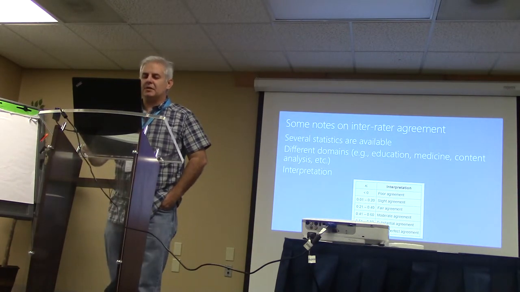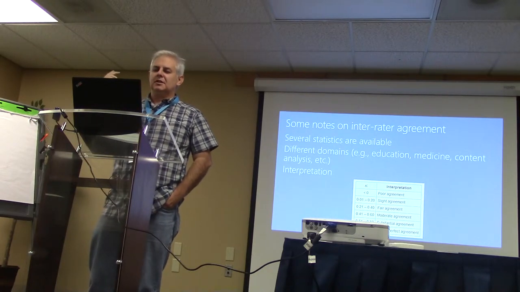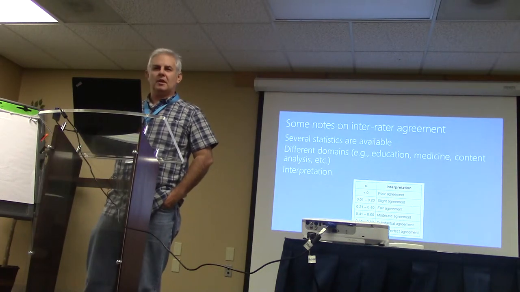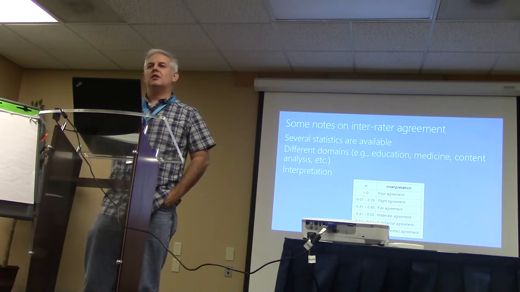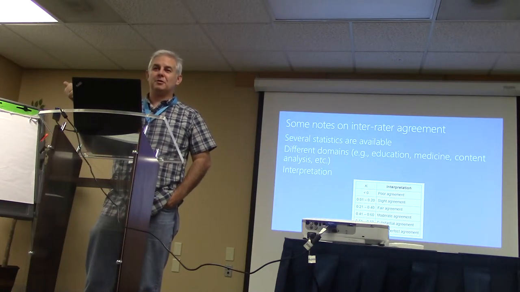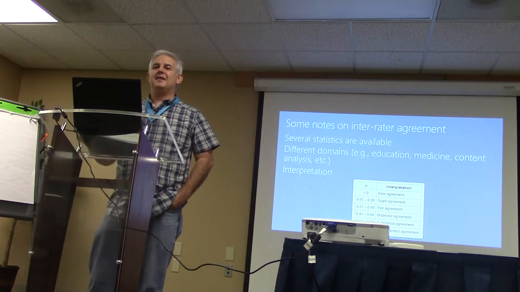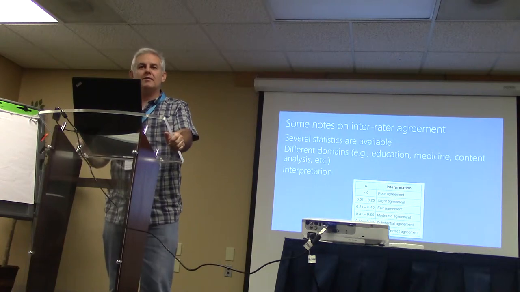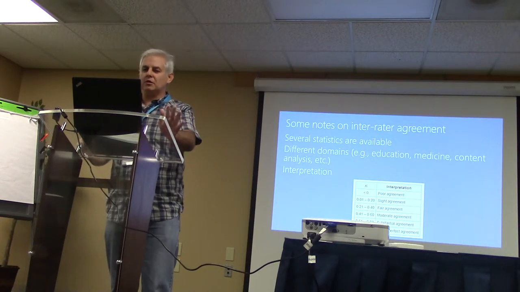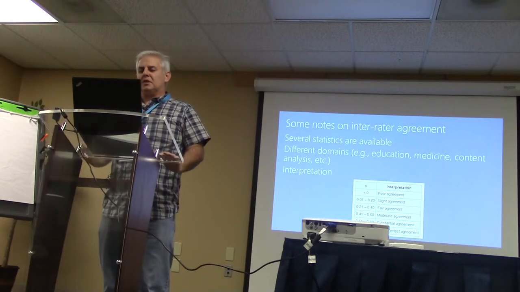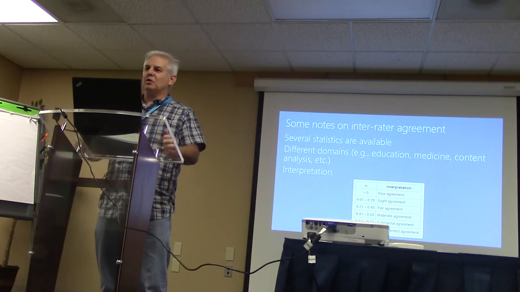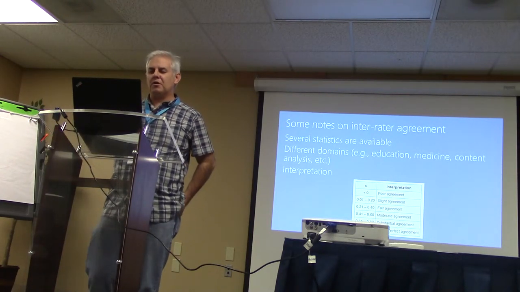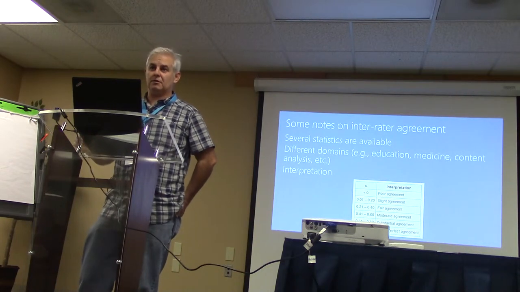However, besides Cohen's kappa and Fleiss and whatever, all of these statistics were designed with some sort of domain in mind. Education, medicine, content analysis, not information retrieval, not social media. And interpretation is always a problem. There's no consensus on how to interpret the kappa values or the alpha values. Each statistician will give its own interpretation. The stat will produce a number between -1 and 1. Forget about that, but you're going to go probably between moderate and substantial agreement in the context of information retrieval.